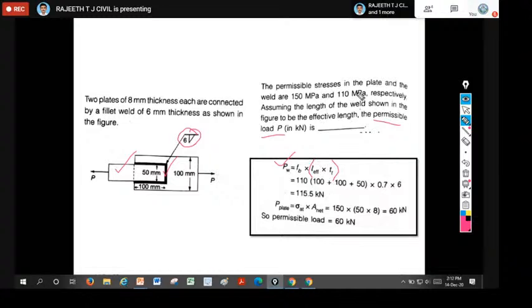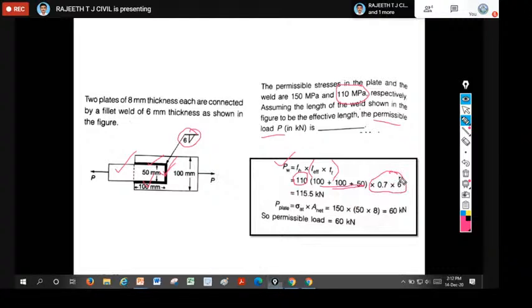The permissible stress in the weld is 110, therefore your fw will equal 110. When you come to the area, it is length into throat thickness. What is the total length of the weld here? 100 plus 100 plus 50, total 250. We write L effective into K into S.